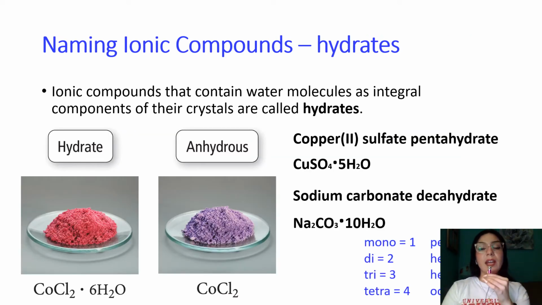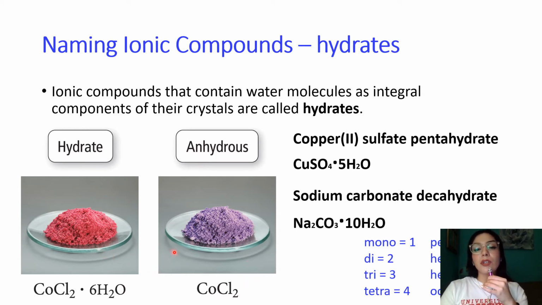Last but not least, we have hydrates, naming ionic compounds that are hydrates. Hydrates are ionic compounds that have water molecules as integral components of their crystal. So essentially what happens is you'll have the ionic compound unit, and then it'll have water molecules kind of lodged in there. But this occurs for many different ionic compounds, where you'll have the hydrate version versus the anhydrous version. Anhydrous version means that you don't have water.